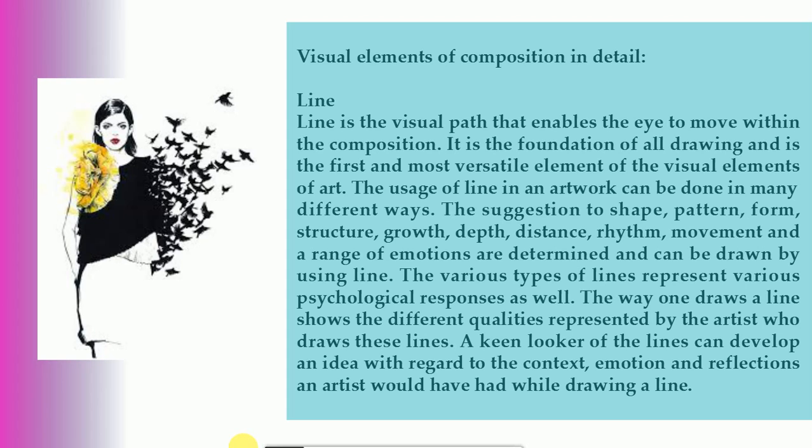The suggestion to shape, pattern, form, structure, growth, depth, distance, rhythm, movement and a range of emotions are determined and can be drawn by using line. The various types of lines represent various psychological responses as well. The way one draws a line shows the different qualities represented by the artist who draws these lines. A keen looker of the lines can develop an idea with regard to the context, emotion and reflections an artist would have had while drawing a line.